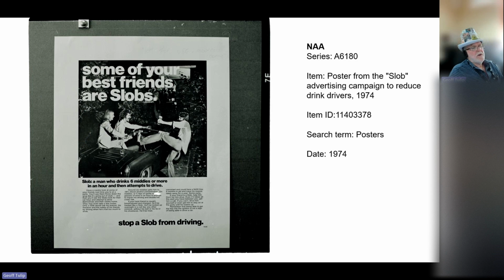Here's a good one. So here we have a poster from the Slob advertising campaign to reduce drink drivers in 1974. It states, a slob is a man who drinks 6 middies or more in an hour and then attempts to drive. Clearly, there are no women who drank too much. It goes on to say, you'll see the slobs look for their car keys and attempt to drive themselves and their chicks home. If your friend is a slob, help him. Don't let him drive. Even if he takes all the cash you have between you, get him a cab.